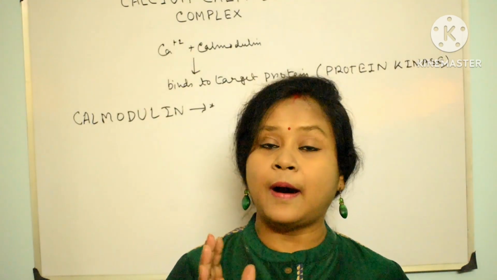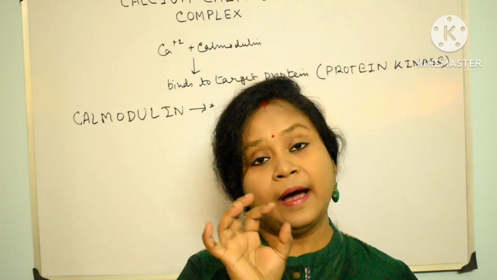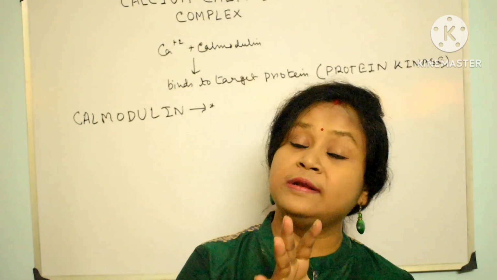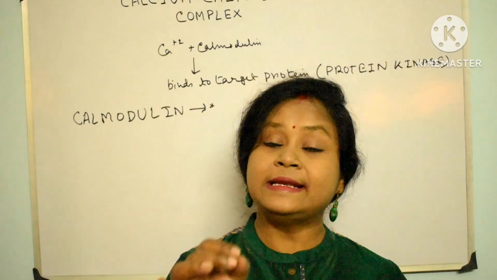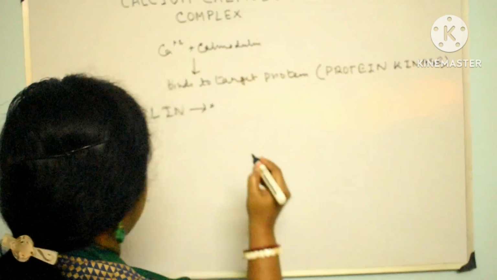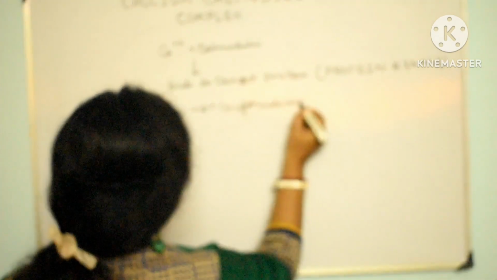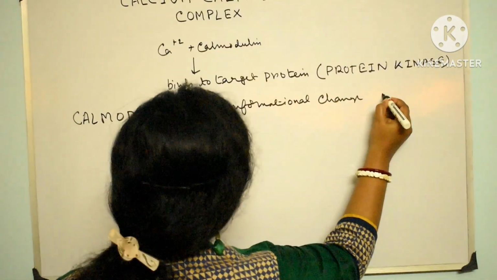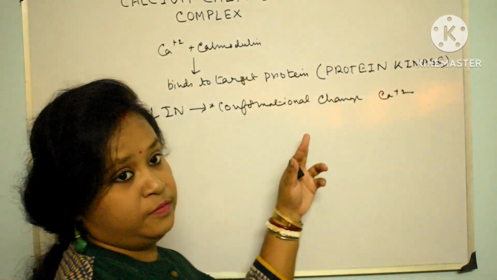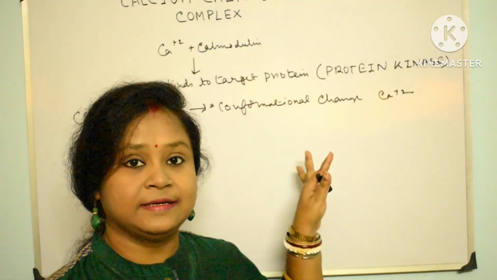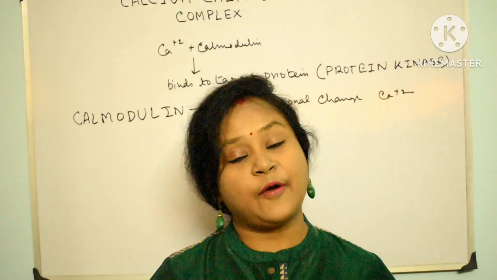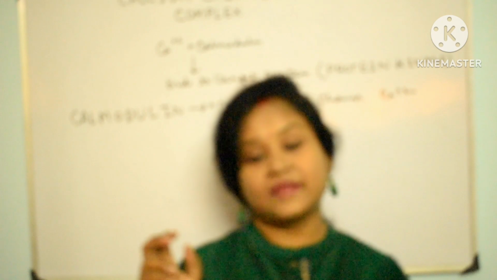When calcium binds with calmodulin, what happens? Calmodulin undergoes conformational changes after binding with calcium ion. Very important point, and this indicates how much specificity there is. It also increases the affinity for target proteins, and it acts both directly and indirectly through interaction with key target enzymes.